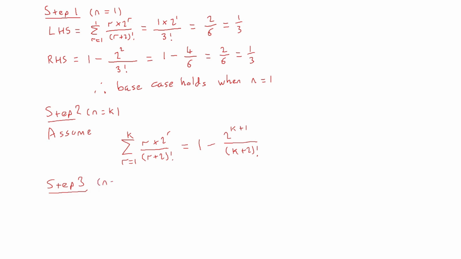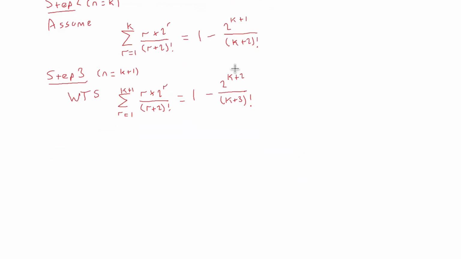Step 3, n is equal to k plus 1, our inductive step. Now I'm going to write down what I want to show, not because this is worth any marks, but because it makes it clear what I'm trying to do, both to me and the reader. So the sum from r equals 1 up to k plus 1 of r times by 2 to the r over (r plus 2) factorial is 1 minus 2 to the k plus 2 over (k plus 3) factorial. That's what I'm trying to show here.